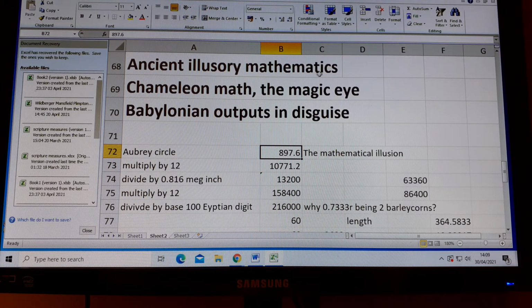Ancient illusory mathematics. Chameleon maths, the magic eye, Babylonian outputs in disguise. Now, a few years ago, one of my sons bought the Magic Eye book as a Christmas present for someone, and the family were all together, and everybody was looking at this Magic Eye book and seeing 3D images on every page, and I couldn't see it.